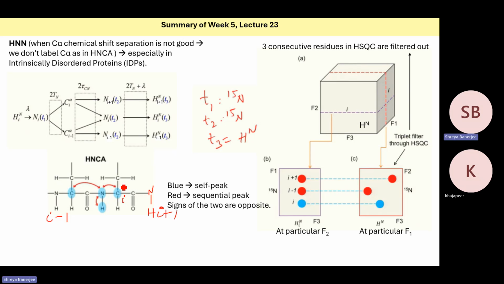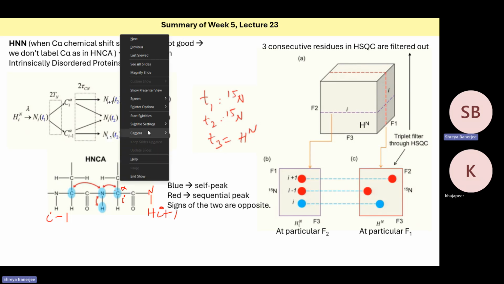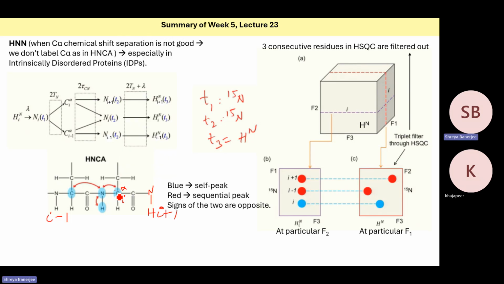So from C alpha I, it will go to Ni. That is this reverse peak that you can see, the C alpha I to Ni. It will also go to Ni plus 1, so it will go here. Then C alpha I minus 1 will go to Ni minus 1. So C alpha I minus 1 is this. It is going to the N of I minus 1, but it will also go to Ni, which is this.